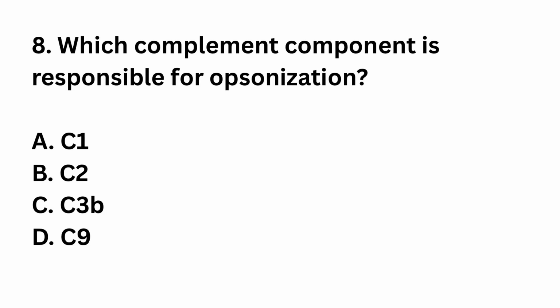Question number 8. Which complement component is responsible for opsonization? C1, C2, C3b, C9. The right answer is option C, C3b. It coats the pathogen and makes it easier for phagocytes to engulf. It is a key effector of the complement system.